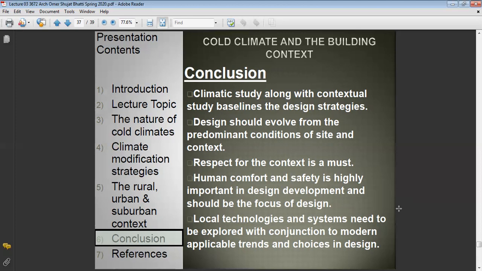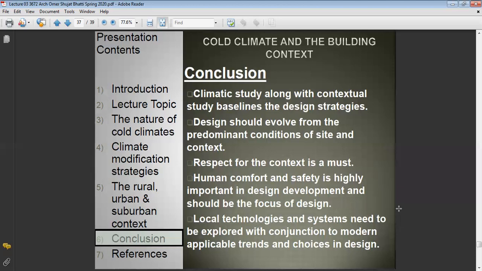Design should evolve from the predominant conditions of the site and context. That means don't destroy the context, don't destroy the site. You need to have respect for that. You need to evolve your site as well as your design through the site. Respect for the context is a must so that the ecological footprint of the built project can be reduced, or it can help in retaining and maintaining it.